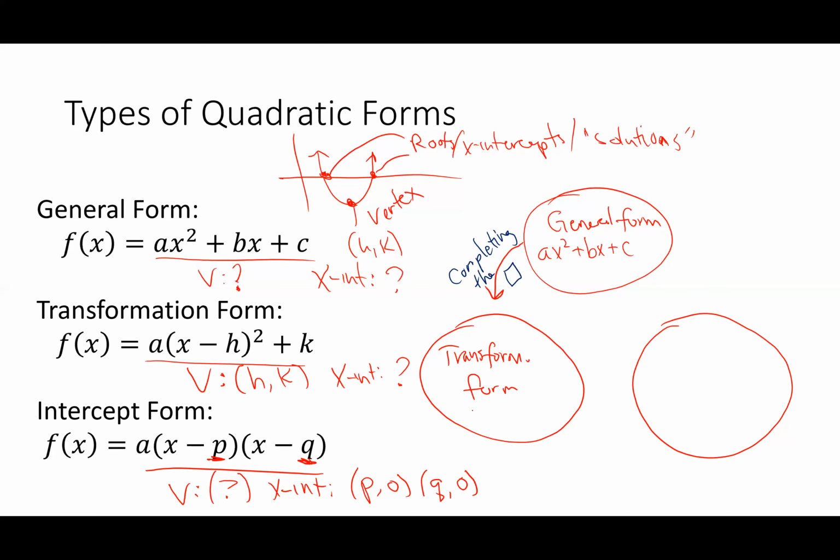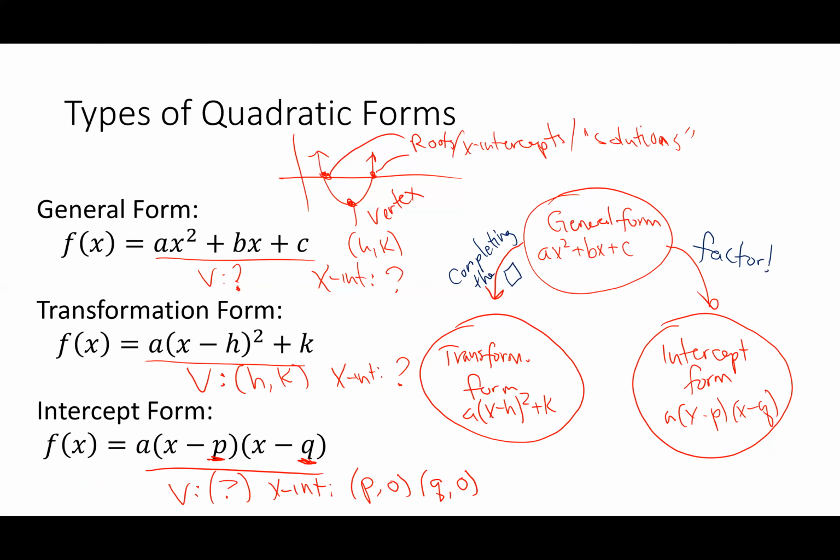Just to complete our graphic, we've got intercept form. The way we get from the general form into the intercept form, if you look at this, you see that all we're going to do here is factor.